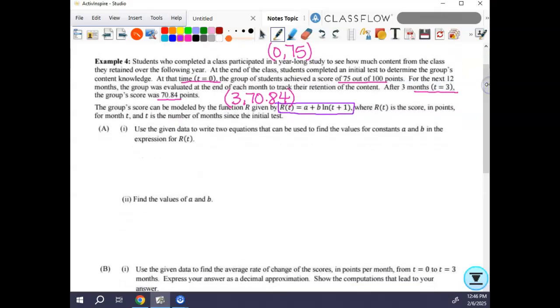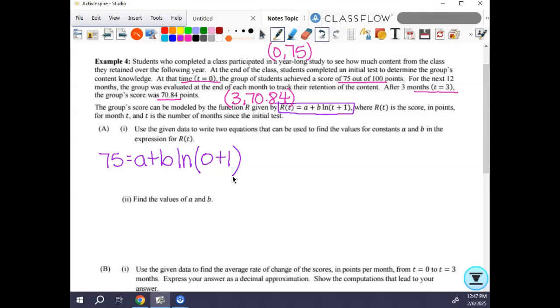So it says to use the given data to write 2 equations. So again, you're going to see that at the beginning of an FRQ. So I say, all right, I'm going to use my first ordered pair. My output is 75. That's equal to A plus B, which I don't know, times the natural log of t plus 1, where t is the input. I'm so sorry, the input, which is t, which is 0 plus 1.